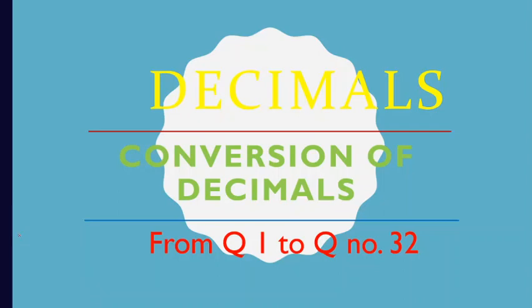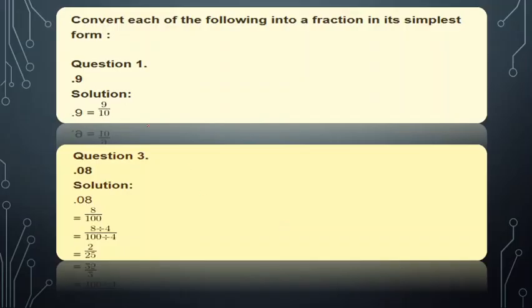Today we will discuss Exercise 7B of the Decimals chapter. So let's see question number 1. Convert each of the following into a fraction in its simplest form. See question number 1, 0.9. How do we convert that decimal into a fraction? My dear students, we know that in this question there is only one decimal place. So we have to write 0.9 is equal to 9 by 10.